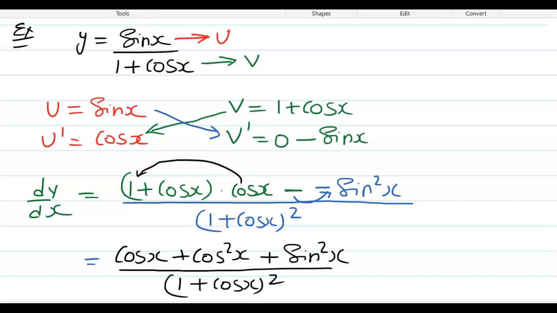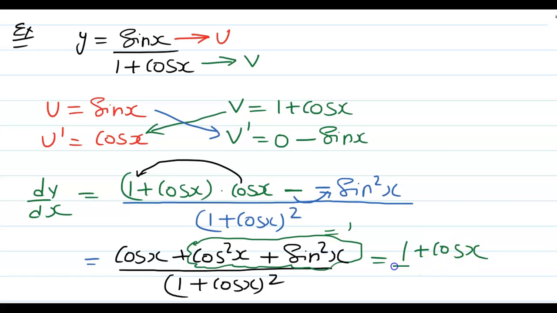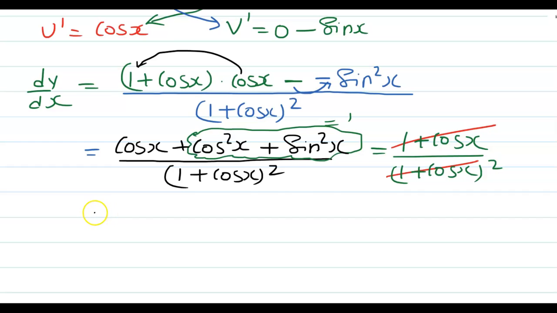Now in trigonometry we know that cos square x plus sin square x is equal to 1. So in this place we can write 1. So what is left in the numerator? 1 plus cos x. And here is 1 plus cos x whole square, right? Now 1 plus cos x and 1 plus cos x will cancel out. So in the denominator we are left with 1 plus cos x. So that is your final answer. Let's go for another question.